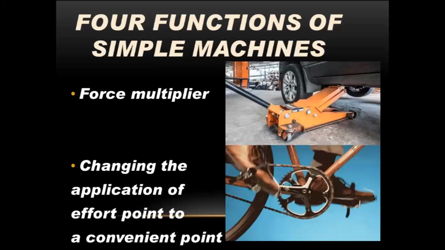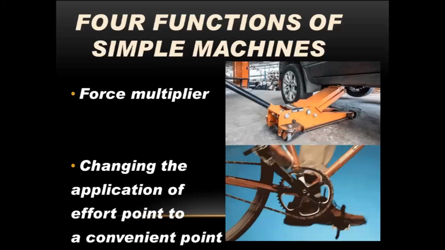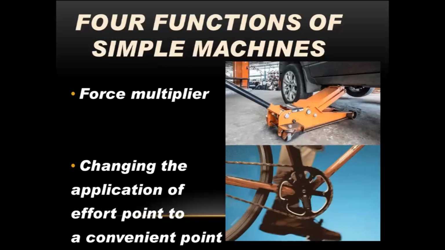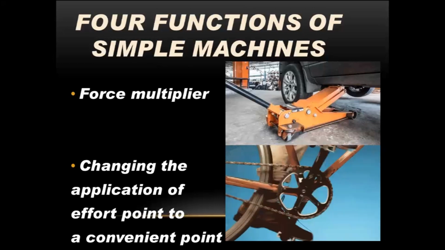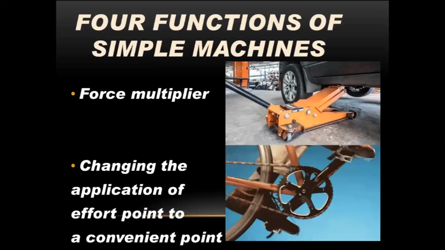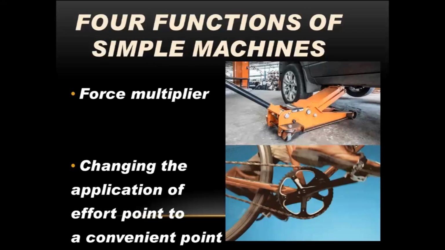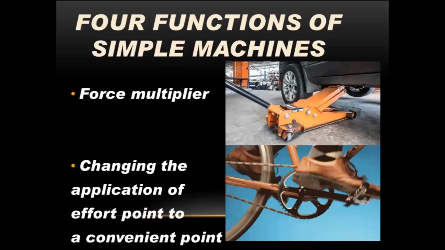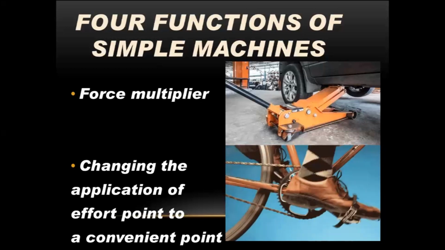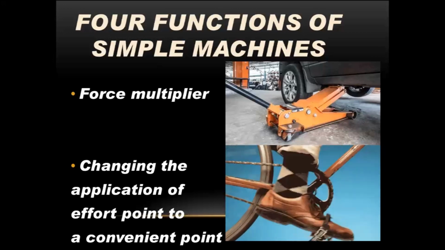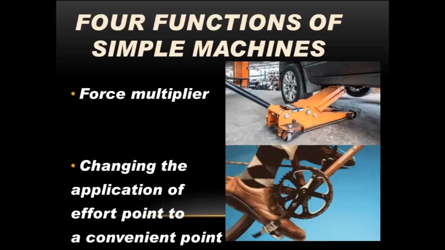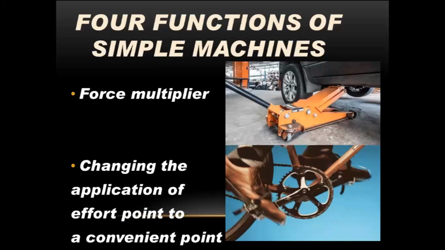So you are applying the effort in a convenient position so that your machine works and makes your work simple. Cycle is a machine because it's very difficult to walk a very long distance, but it's quite easy to ride a bicycle. So we call cycle a machine. And here is one good example where changing the application of effort point to a convenient position. No matter where you apply the force, your work definitely happens. So this is the second function of a simple machine.